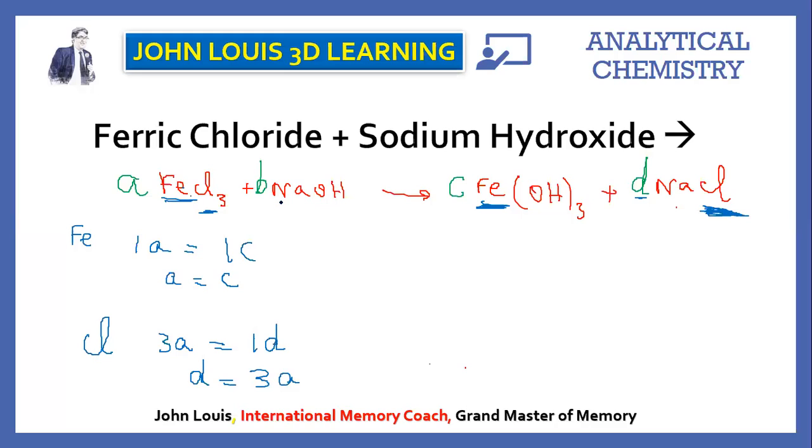Now let us move on to sodium. So first we need to get that equation. A is equal to C, D is equal to 3A. This is the second equation. Now let us take the sodium ion.